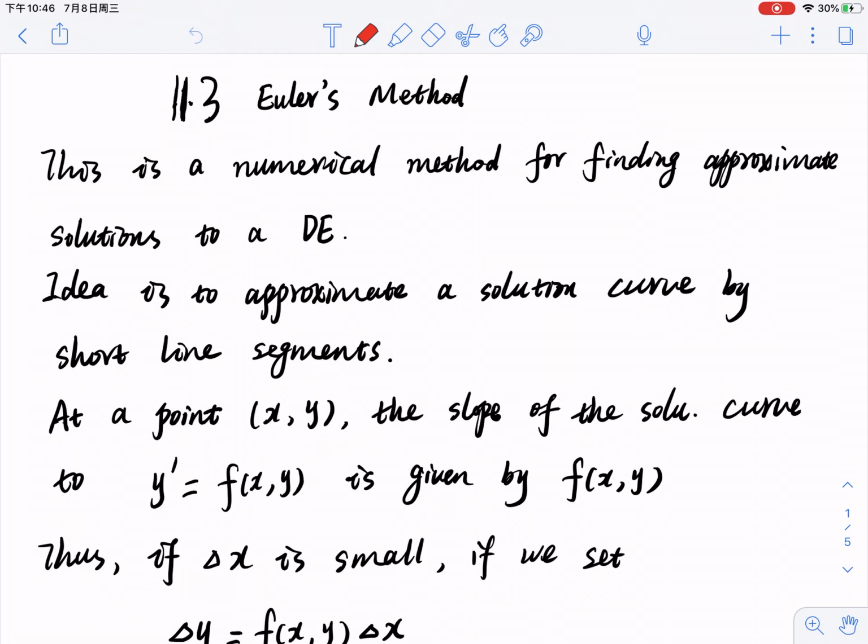In this video, we will cover session 11.3, Euler's method. Euler's method is a numerical method for finding approximate solutions to a differential equation. The idea is to approximate a solution curve by short line segments.